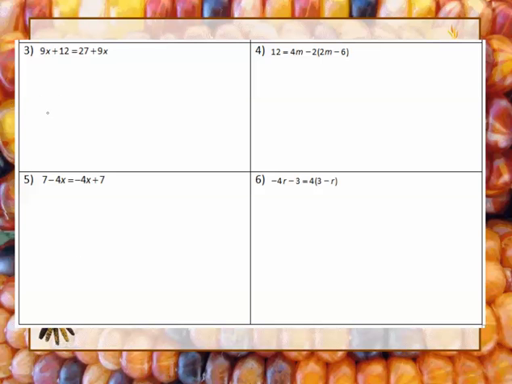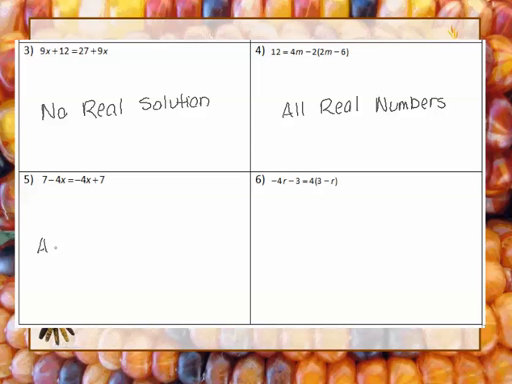Alright, the answer for number 3 should be no real solution. The answer for number 4 should be all real numbers. The answer for number 5 should be all real numbers. And number 6 should be no real solution.